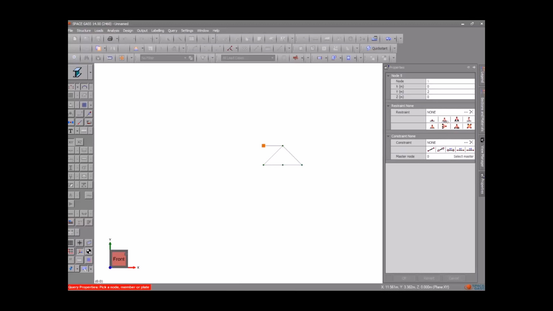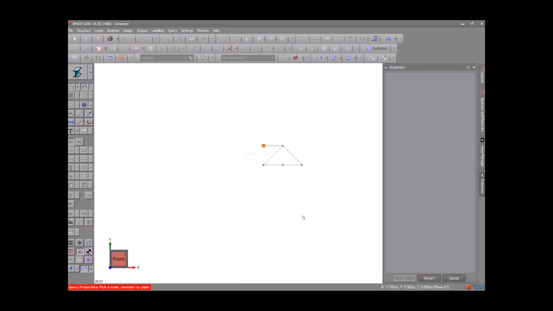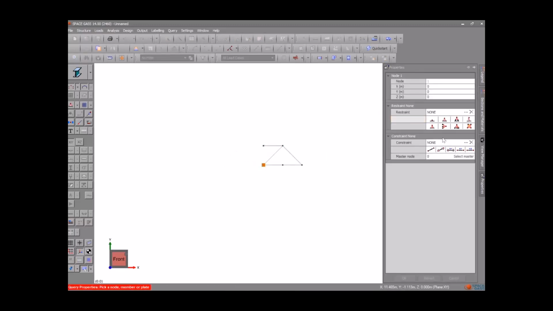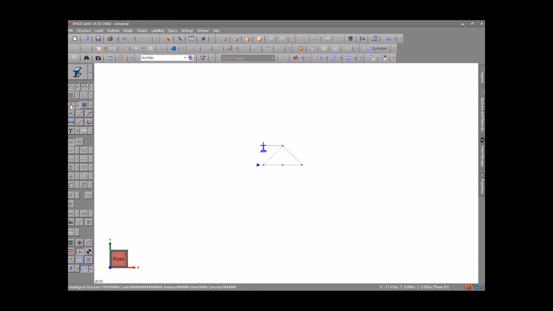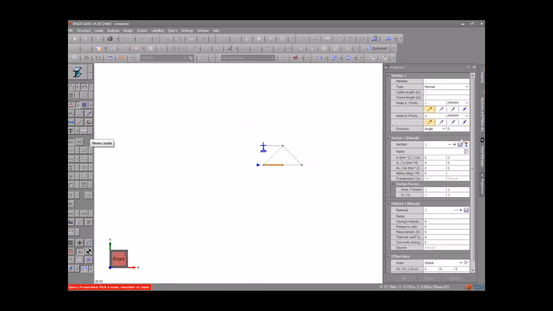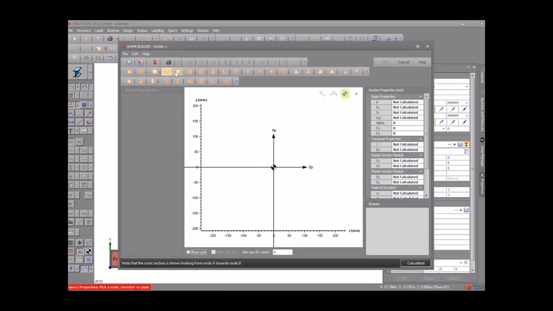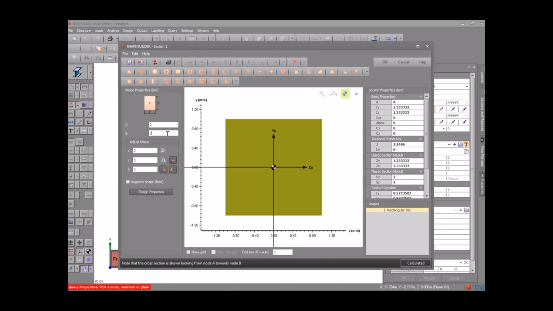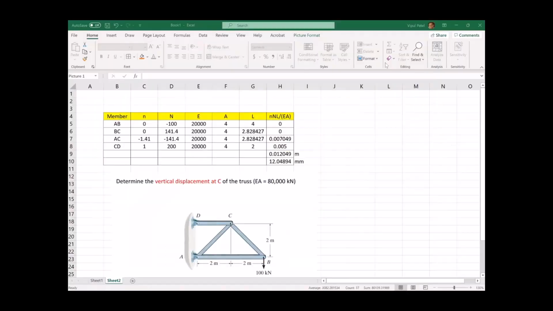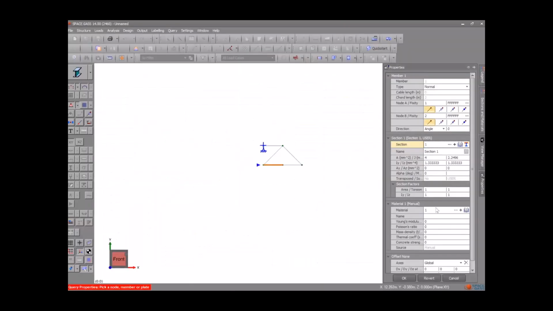Let's put the pin support here. Let's put the roller supports here. Okay, and let's put the cross sections. I think we just done it. I think it's just a 2. I'm not sure whether it's going to work or not, but let's see.